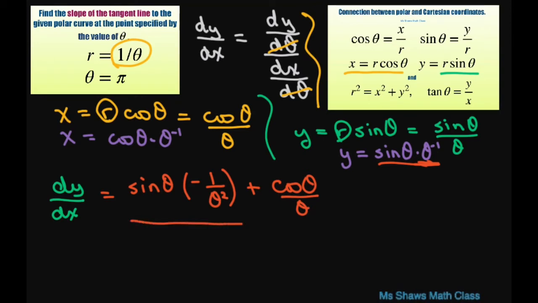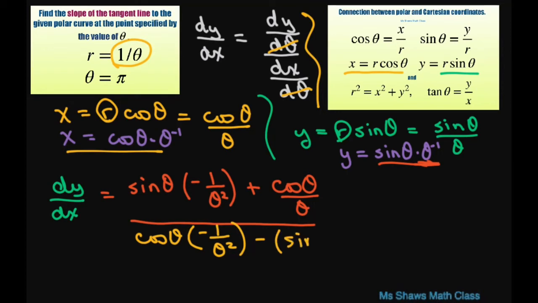times theta to the negative 1 power, and that's just going to be theta in the denominator. And then for the denominator, we're going to differentiate our x. So that's going to be cosine of theta, it's very similar, times negative 1 divided by theta squared. And then we're going to have minus sine of theta divided by theta.